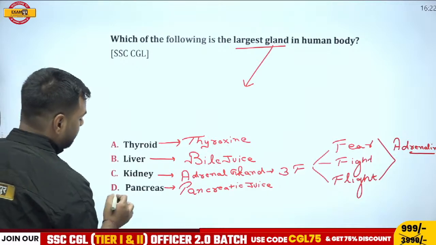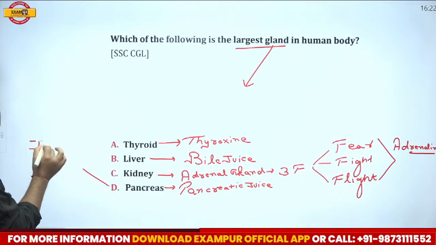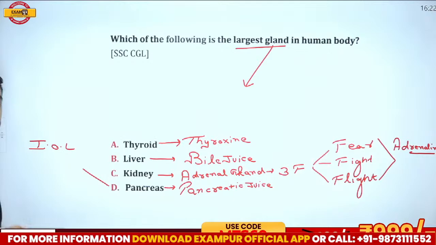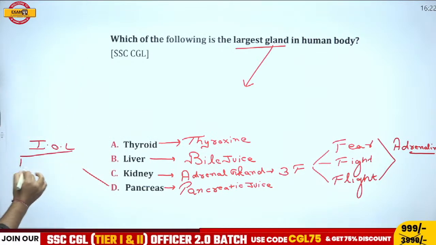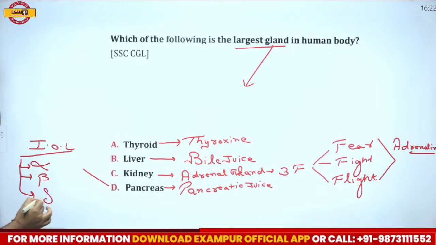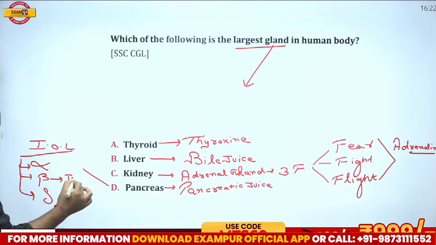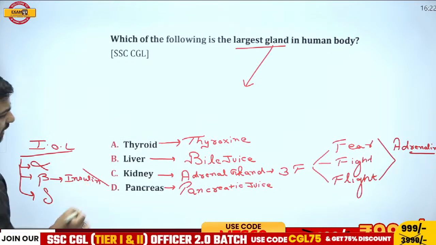Apart from that, the pancreas is the location where we have the islets of Langerhans. What are they? They are known as the islets of Langerhans. And from these islets of Langerhans, you are going to get alpha, then beta and delta cells. And from these beta cells, you are going to get insulin. All these things are very, very important.